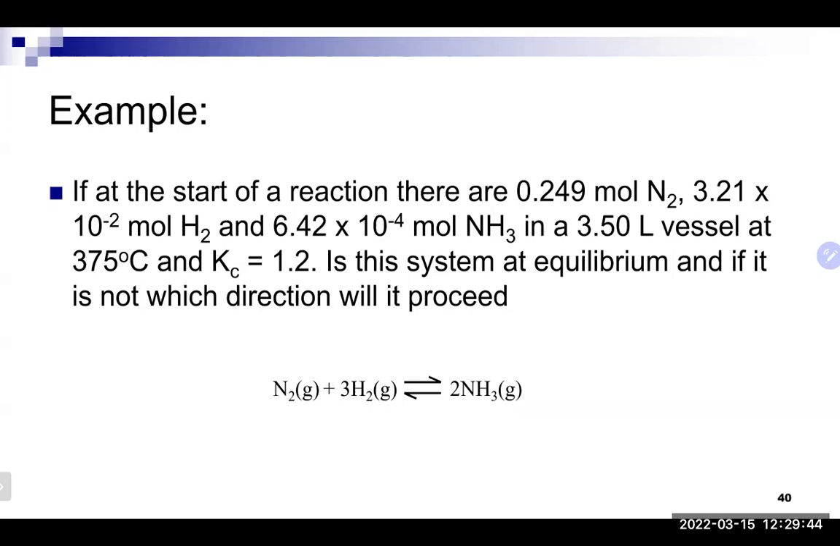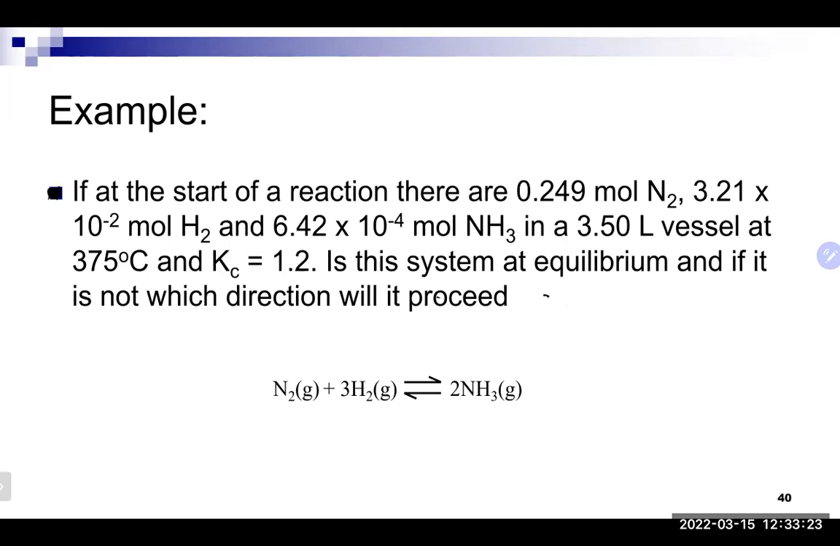If we start a reaction with 0.249 moles of N2, 3.21 times 10 to the minus 2 moles of H2, and some NH3 in 3.5 liters, the Kc is 1.2. Is the system at equilibrium? And if not, which way does it need to go? Take a few minutes, see what you come up with.